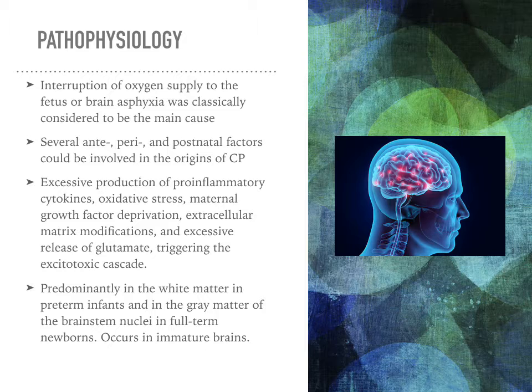So I just want to talk to you guys briefly about the pathophysiology of cerebral palsy. Classically, it was described as an interruption in oxygen supply or brain asphyxia, but that is now considered the later cause of cerebral palsy. They actually found that there might be several causes, either antenatal, perinatal, or postnatal, that involve the origins of cerebral palsy. They describe it as a hypoxic ischemic event leading to a release of inflammatory mediators, triggering an excitotoxic cascade, leading to cell death. Predominantly, it occurs in the white matter of preterm infants, and in the gray matter of the brainstem of full-term newborns. Depending on where the cell death or ischemia occurs is where you'll see the symptoms.